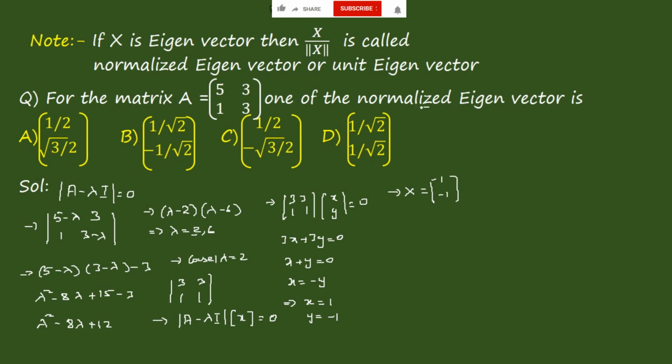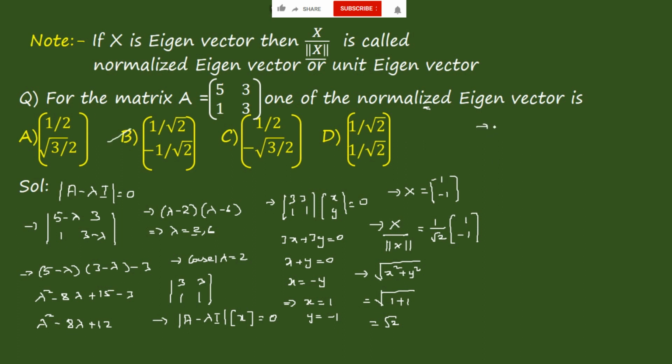Now you have to find the normalized value of it. It is defined as X by modulus of X. The modulus of X is nothing but the square root of x square plus y square, which is 1 plus 1, which is root 2. So it becomes X matrix 1 by root 2 times 1 and minus 1, which satisfies option B.